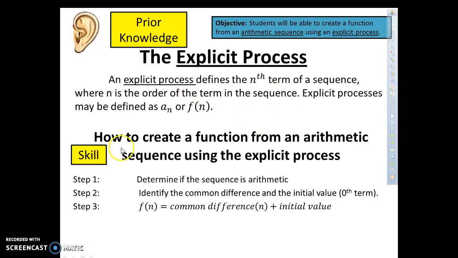term. Now, how we're going to create a function from an arithmetic sequence is we are going to determine if the sequence is arithmetic. We will see, okay, is there a common difference between each term? The second step, if there is a common difference, we identify it, and then we identify the initial value, the 0th term. Step 3 is to create our function, which is f of n equals the common difference multiplied by n, and we add the initial value.